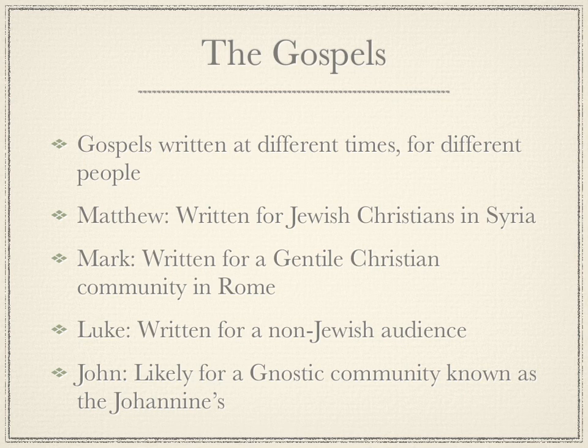The Gospels were written at different times for different people. We need to keep that in mind and have an understanding of that, because it gives us a reason as to why the Gospels are different as far as how they portray Jesus in certain stories at different times. For example, the Gospel of Matthew was written for Jewish Christians in what we now call Syria. Mark was written for a Gentile Christian community in Rome. Luke's Gospel was for a non-Jewish audience, and finally, John's was likely for a Gnostic community known as the Johannine.